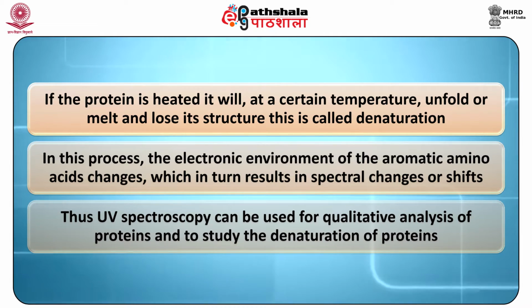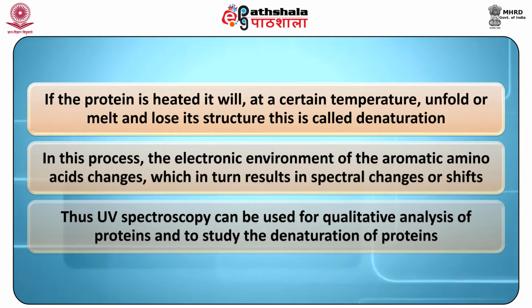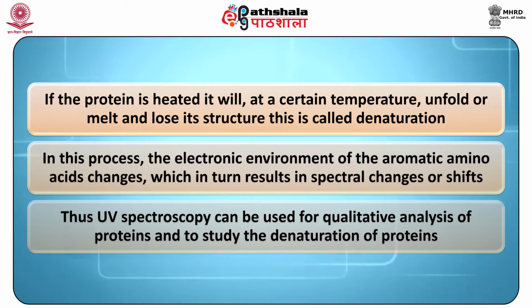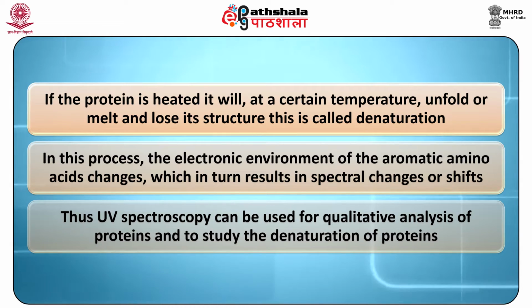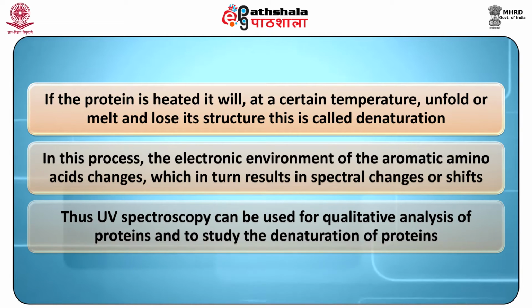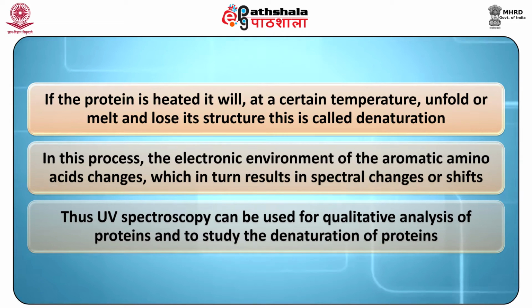If the protein is heated, it will at a certain temperature unfold or melt and lose its structure. This is called denaturation. In this process, the electronic environment of the aromatic amino acids changes, which in turn results in spectral changes or shifts. Thus, UV spectroscopy can be used for the qualitative analysis of proteins and to study the denaturation of proteins.